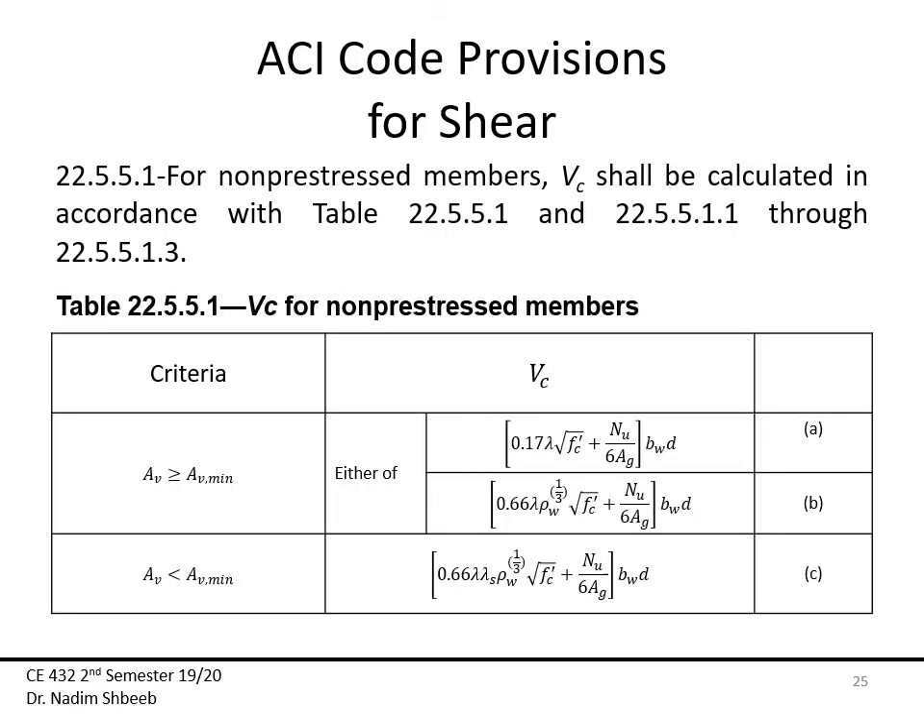So now these are the equations for Vc, and as you can see, these are the changes that happened in the 2019 code. The one thing that still stayed the same is what we used to call the simple equation, and the simple equation was simply Vc is equal to phi 0.17 lambda square root f'c b web times d. So this is what we call the simple equation. As you can see, it stayed the same.